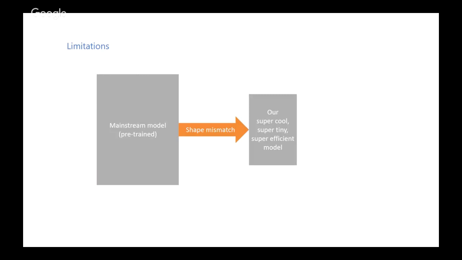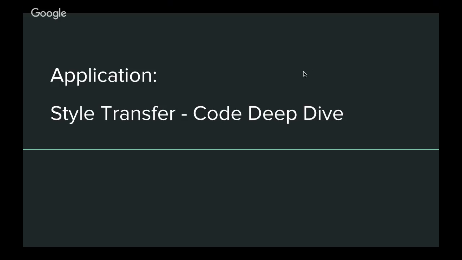Okay, so there are some limits. When I mentioned this, the architecture must match. With a bigger architecture and a smaller one, you cannot copy all those weights. I believe so. Not sure they have time. Let's just see.